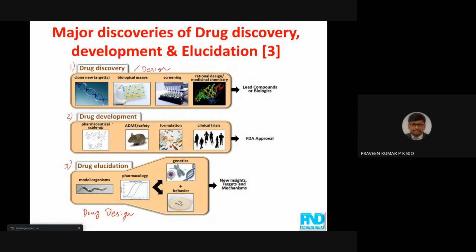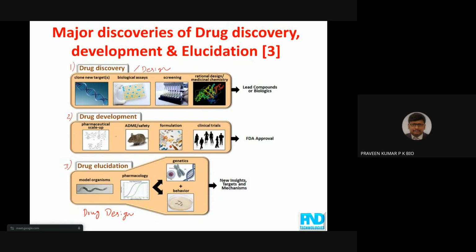Okay, and if you see in the drug development, whatever drugs we have, numerous drugs, we screen a base drug and we go with the lead optimization. That is, start from the hit to lead generation, and lead generation to lead optimization, and then we go with the pharmaceutical scale.